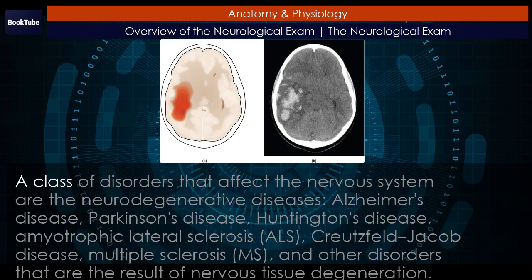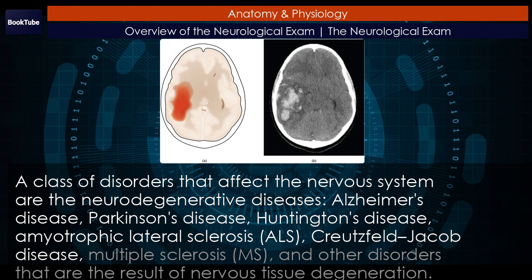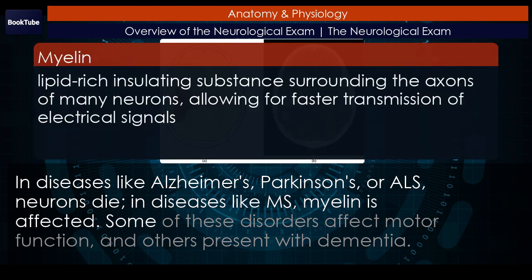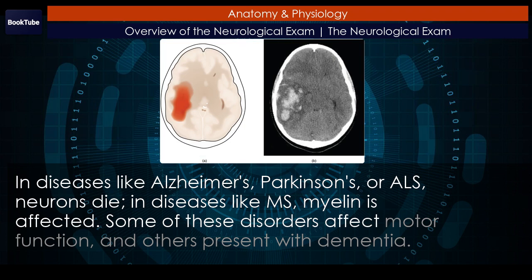A class of disorders that affect the nervous system are the neurodegenerative diseases: Alzheimer's disease, Parkinson's disease, Huntington's disease, amyotrophic lateral sclerosis, ALS, Creutzfeldt-Jakob disease, multiple sclerosis, MS, and other disorders that are the result of nervous tissue degeneration. In diseases like Alzheimer's, Parkinson's, or ALS, neurons die. In diseases like MS, myelin is affected. Some of these disorders affect motor function, and others present with dementia.